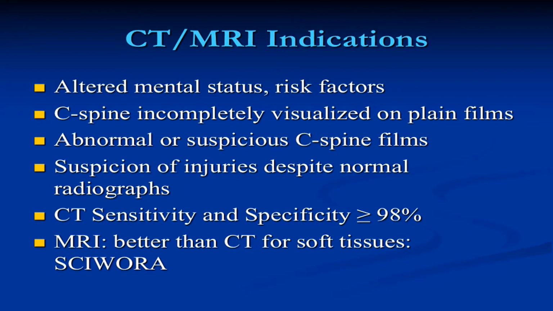The CT and MRI indications in the pediatric cervical spine would be altered mental status and risk factors, cervical spine incompletely visualized on plain films, abnormal or suspicious cervical spine films, and suspicion of injuries despite normal radiographs. CT sensitivity and specificity would be greater than 98%, and MRI is better than CT for soft tissue injuries, especially SCIWORA.